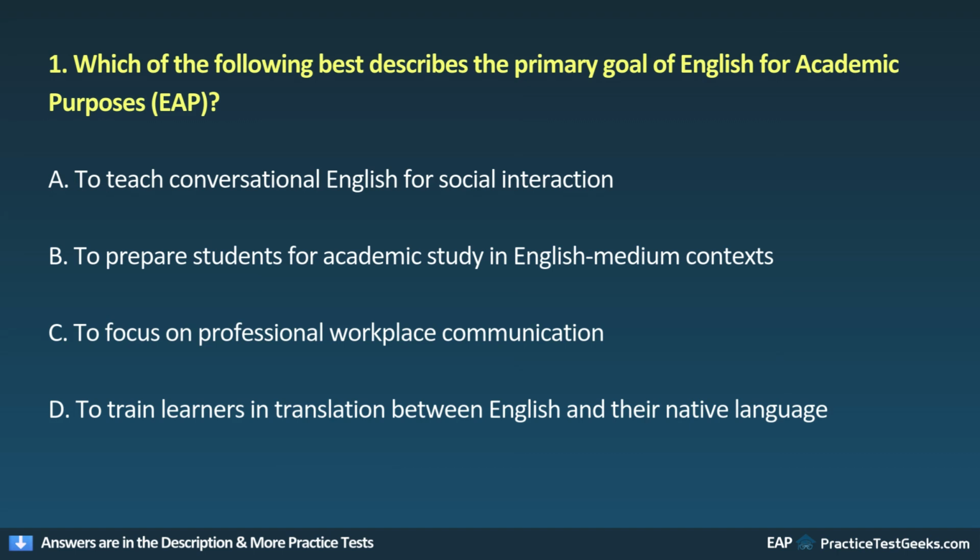1. Which of the following best describes the primary goal of English for academic purposes, EAP? A. To teach conversational English for social interaction. B. To prepare students for academic study in English medium contexts. C. To focus on professional workplace communication. D. To train learners in translation between English and their native language.